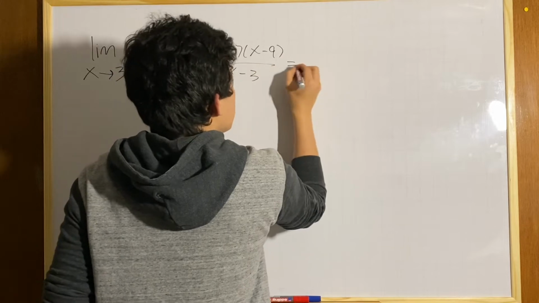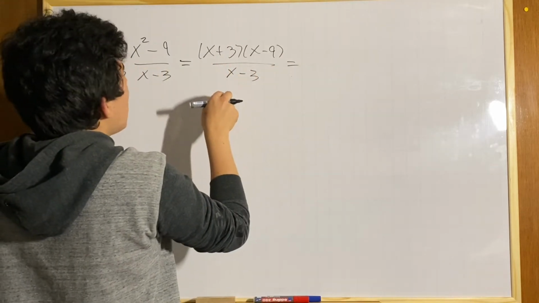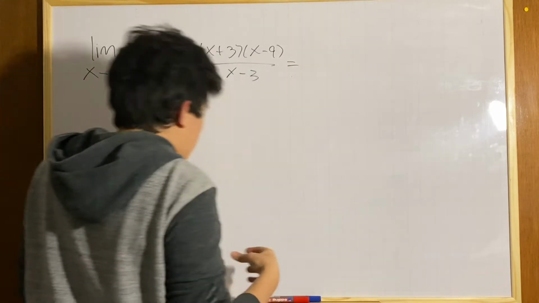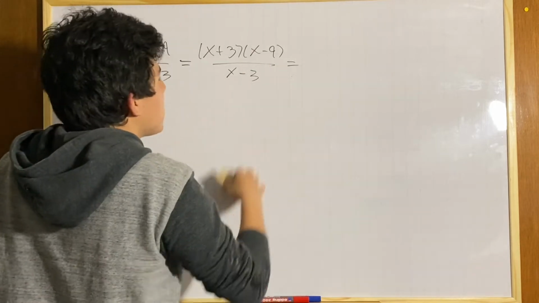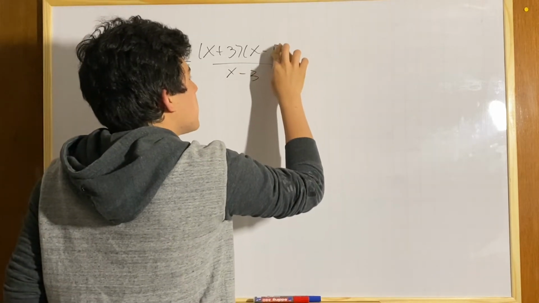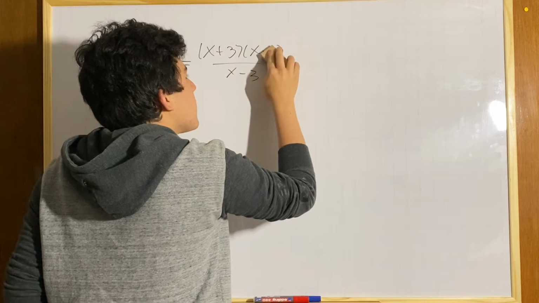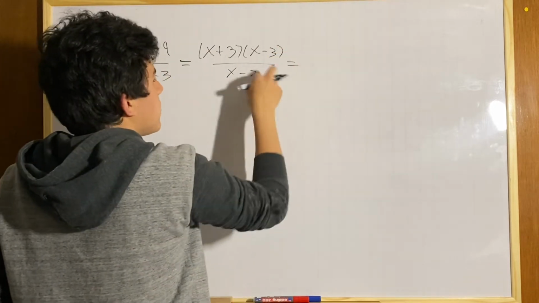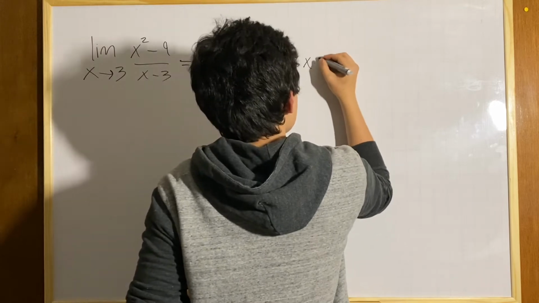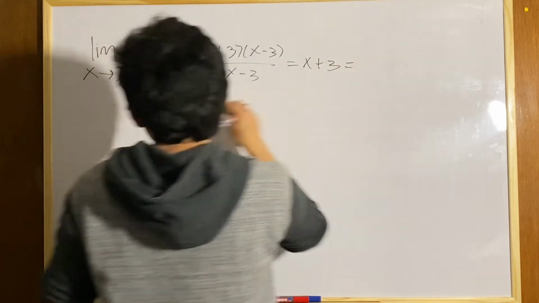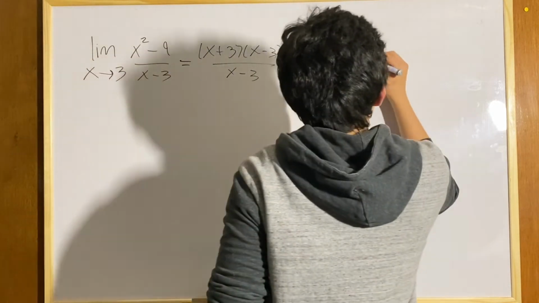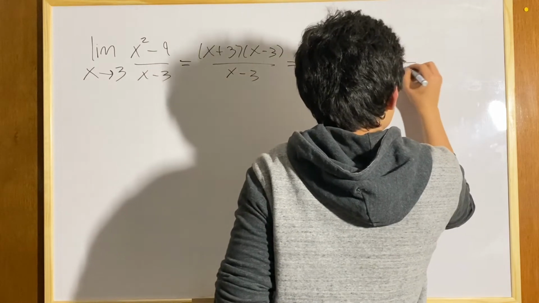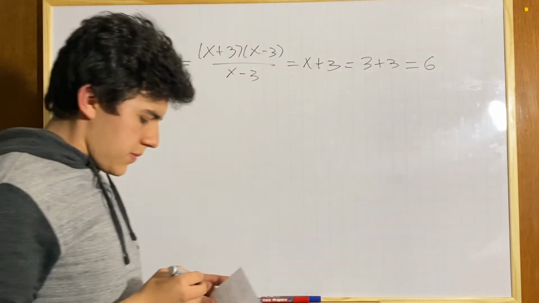Yeah, I'm sorry. I saw this and I was like, oh, why can I not cancel? This is a 3. This is a 3. These two go out and you get x plus 3. Now we plug in 3 and we get 3 plus 3, so that's 6. Pretty cool.